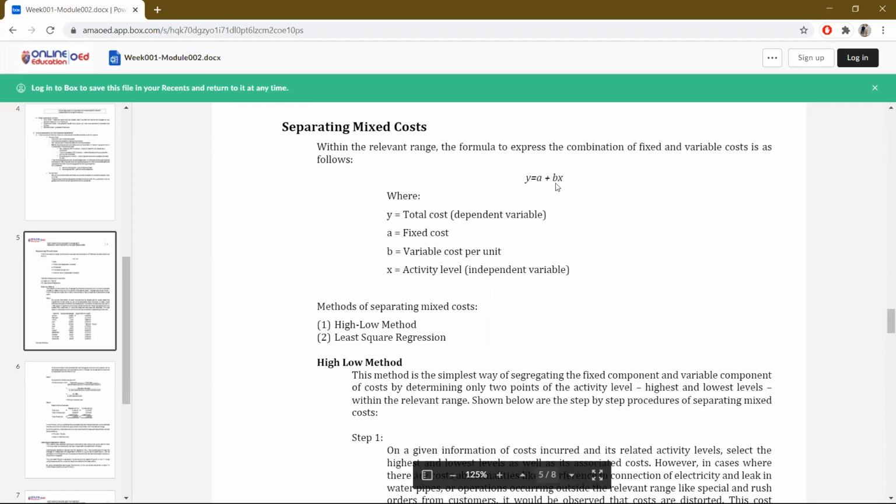But before that, we need to get the value of B first. To get the value of B, we need to subtract. The numerator is for cost, the denominator is for activity level. Highest cost minus lowest cost, so y sub 2 minus y sub 1 divided by x sub 2 minus x sub 1. So we divide the numerator by the denominator, and we will get the value for B.